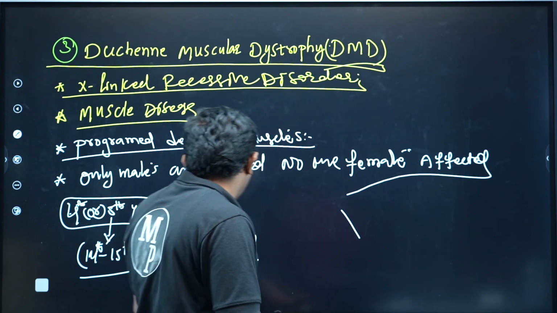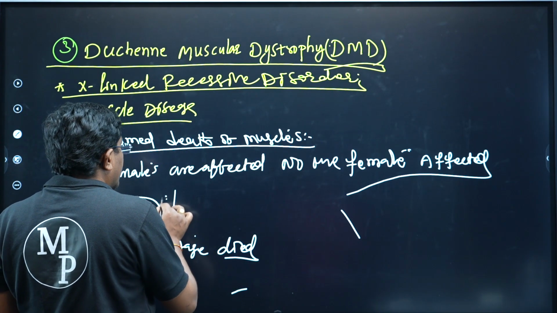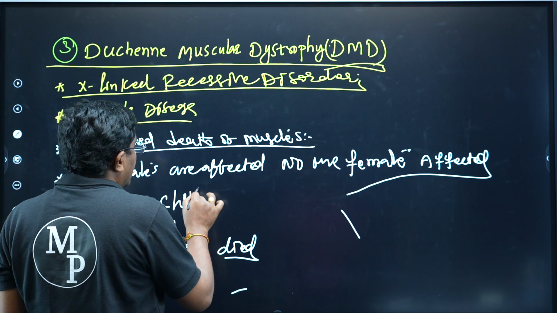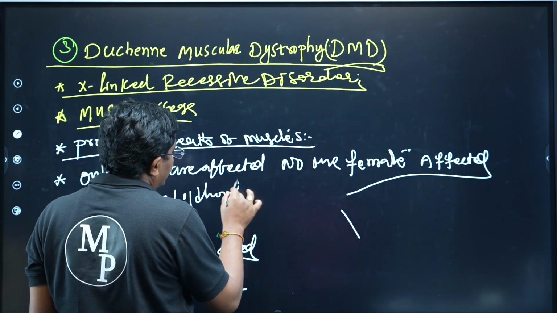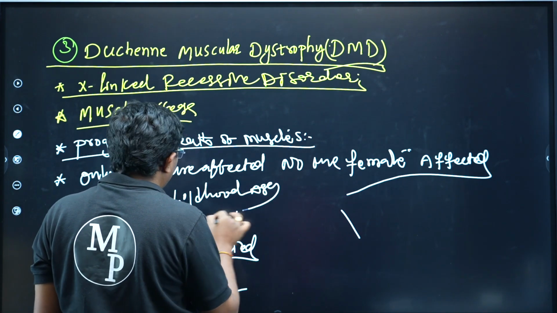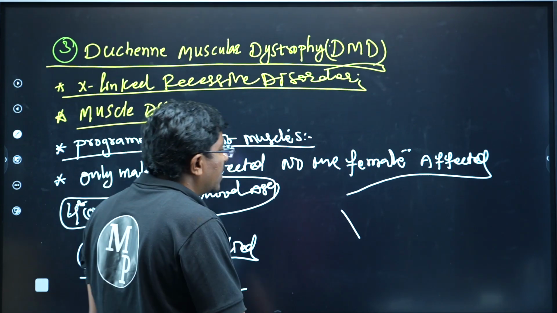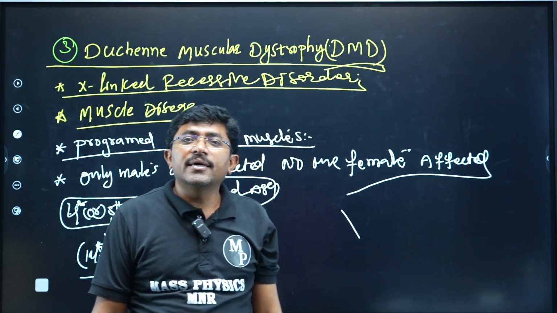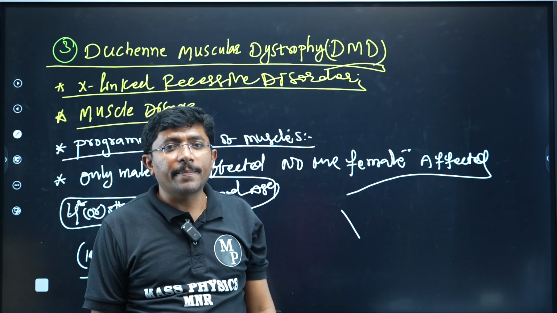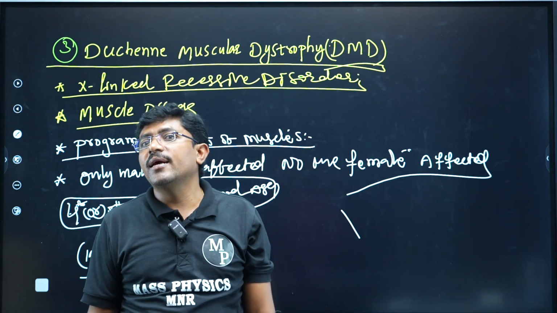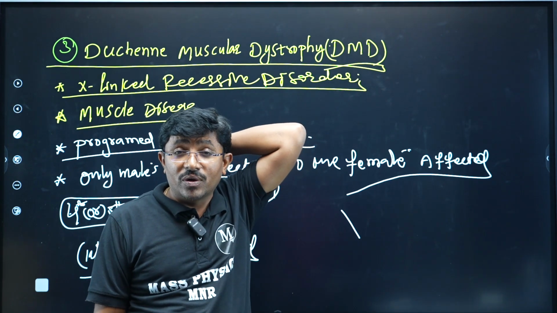It starts at the early, childhood age. So up to here, these are the X-linked recessive disorders. Up to here these are only Mendelian disorders, defects of a gene only.